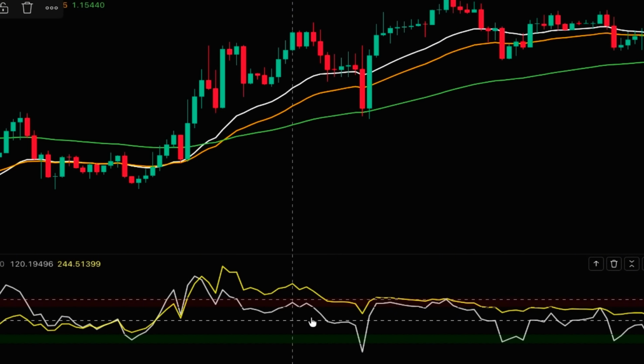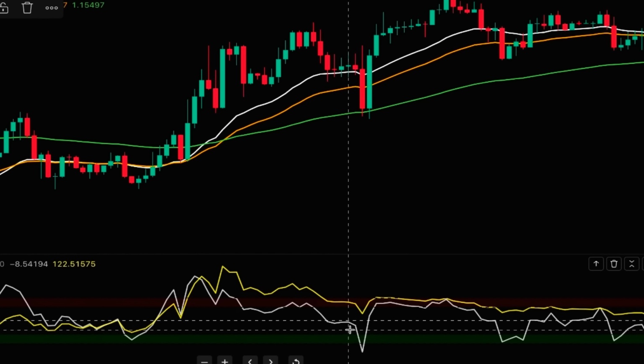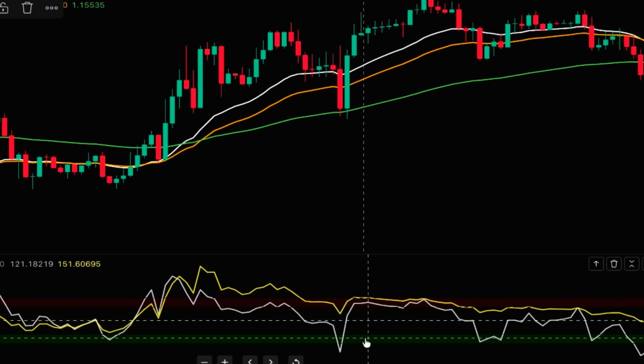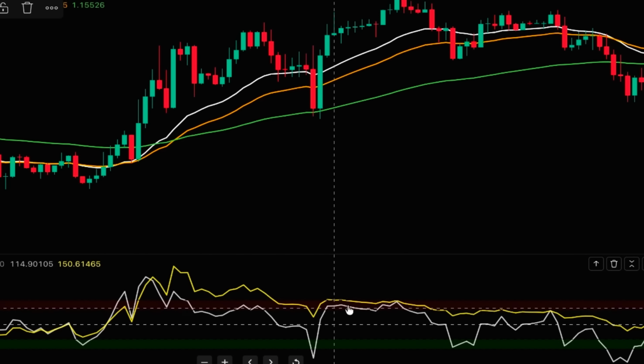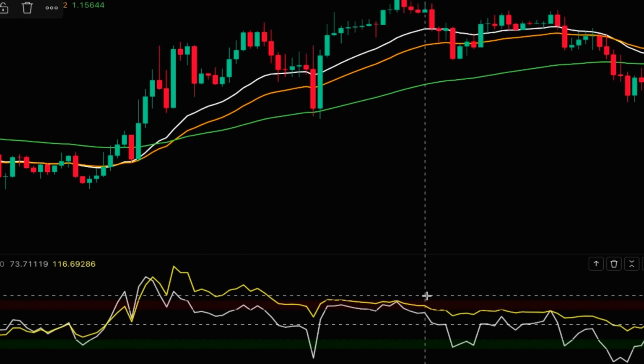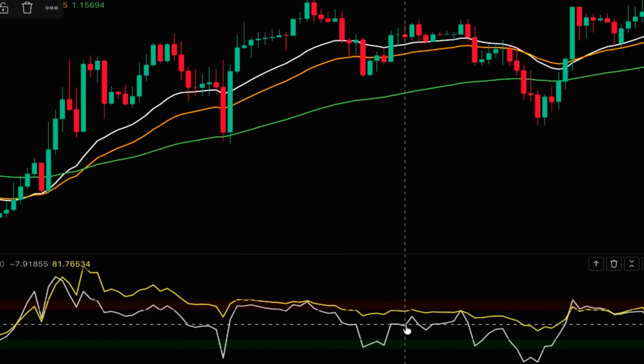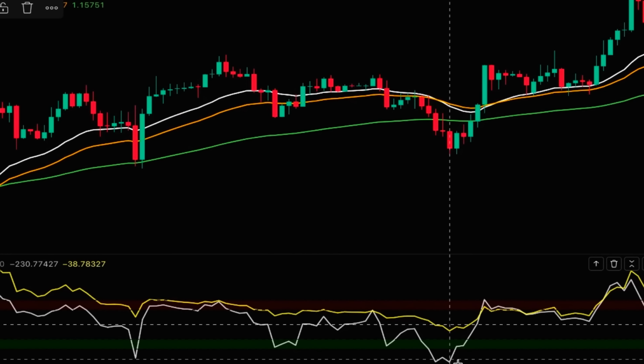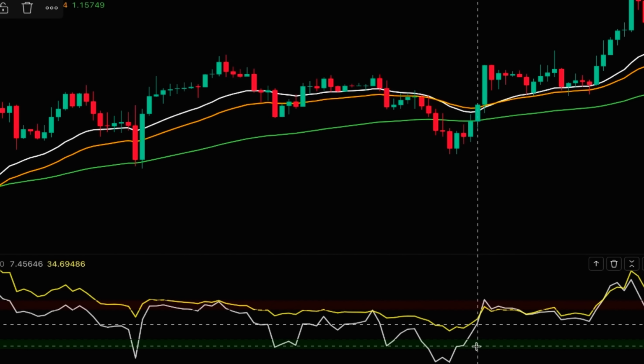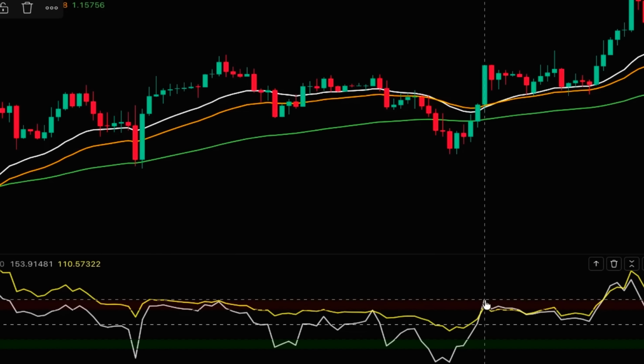We wait for the gray line to go below the center line and reach the green zone. You can see that it happened here, but after that no crossing above the yellow line, and again reaching the green zone here, and again after that no crossing above the yellow line, and again you can see that it went to the green zone, and here after that the gray line is closed back above the yellow line.